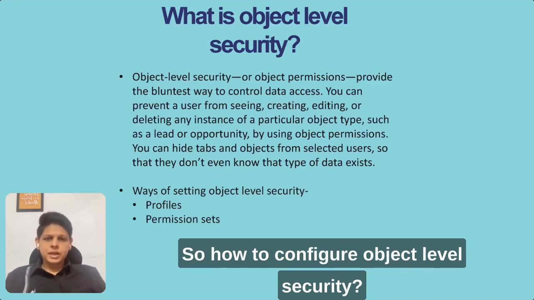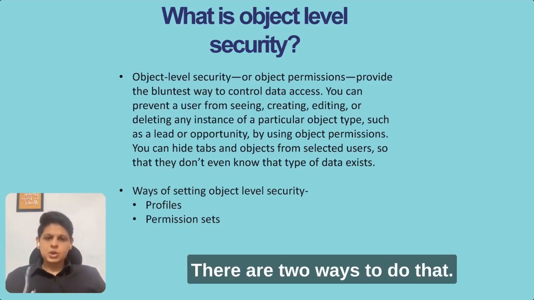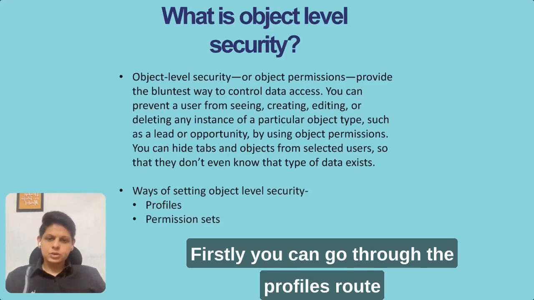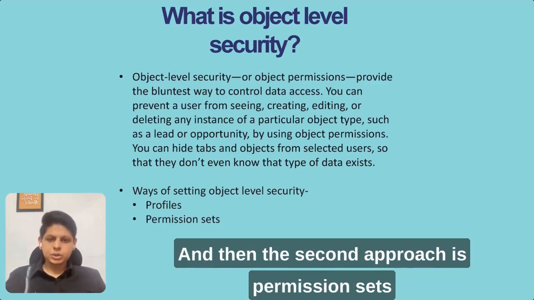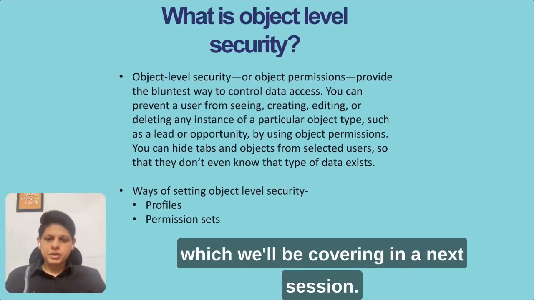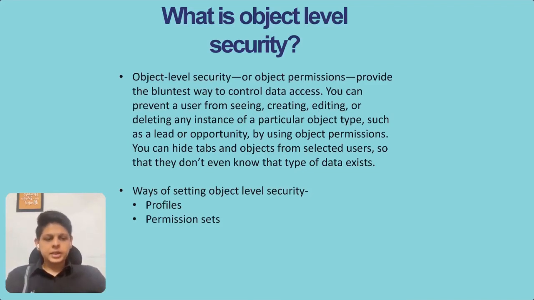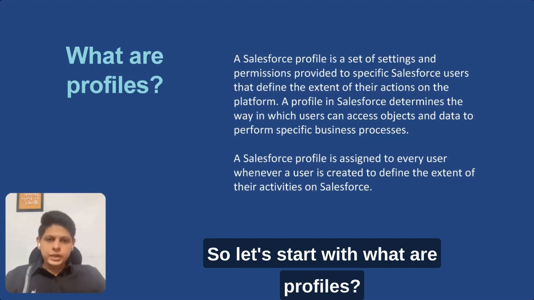So, how to configure object level security? There are two ways to do that. Firstly, you can go through the profiles route, which we'll be discussing in today's session, and then the second approach is permission sets, which we'll be covering in the next session, right? So let's start with what are profiles.